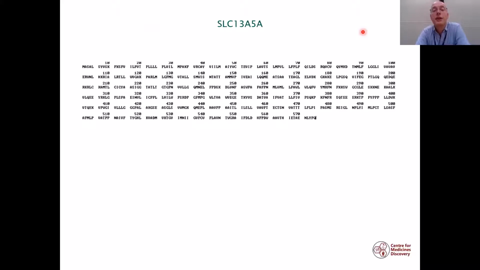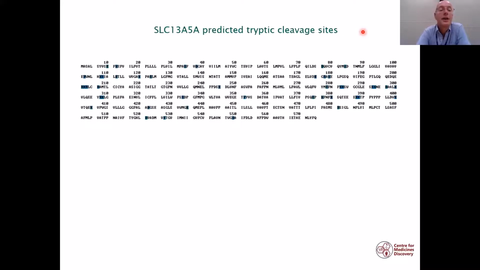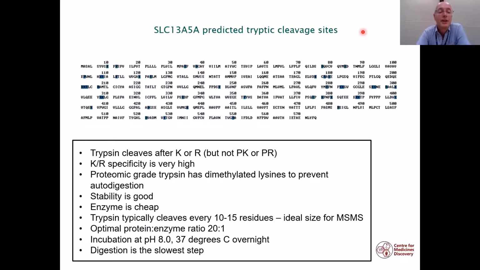So this is the sequence for SLC13, and I've annotated this with the tryptic cleavage sites. Trypsin is the most commonly used endoprotease. I've marked here the tryptic sites, which are lysine and arginine. As I said, trypsin cleaves at lysine and arginine. If there's a proline before those residues, it will not cut.